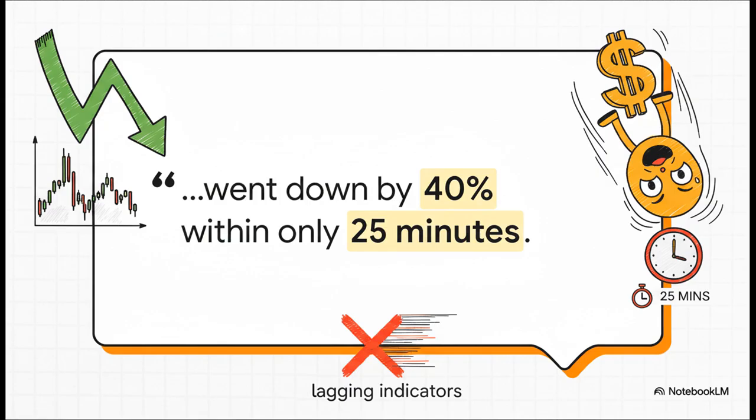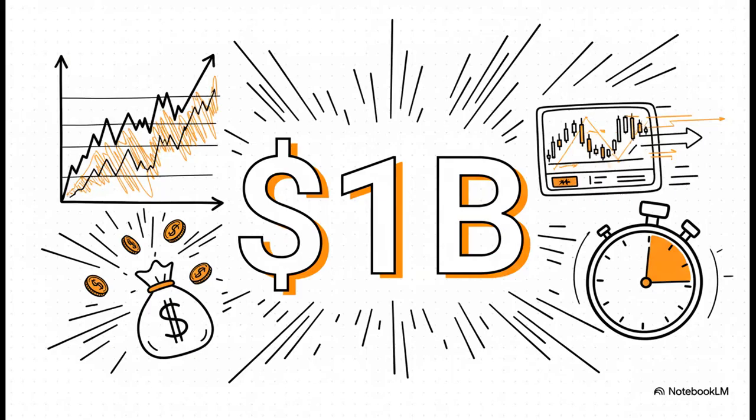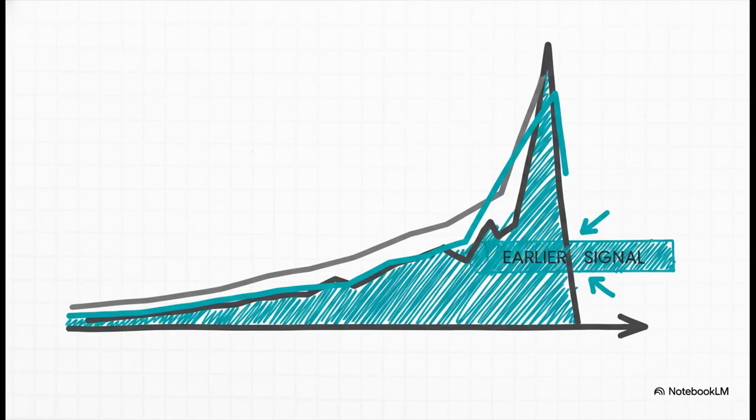Think about that. That is exactly the kind of situation where a slow, lagging indicator isn't just unhelpful, it's a complete disaster. And the amount of money on the line in moments like these is just staggering. During just one of those rallies, short sellers lost an estimated $1 billion in a single day. When a market moves that fast, having a tool that can keep up isn't a nice to have, it's absolutely critical for survival. And that's really the point here.